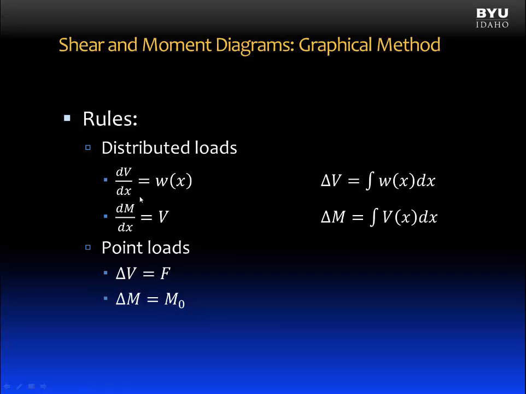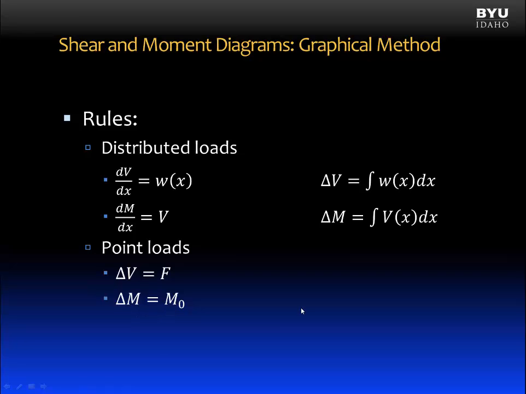Another interesting relationship to note is that the derivative of the shear diagram is equal to our distributed load. We could also say that the change in our shear diagram between any 2 points is equal to the integral of the distributed load over those same 2 points. For point loads, we have some additional rules. We get an abrupt jump in our shear diagram wherever we have a point load applied, and that jump is equal to the point load in both magnitude and direction. Similarly, we get an abrupt jump in our moment diagram wherever we have a point moment applied.